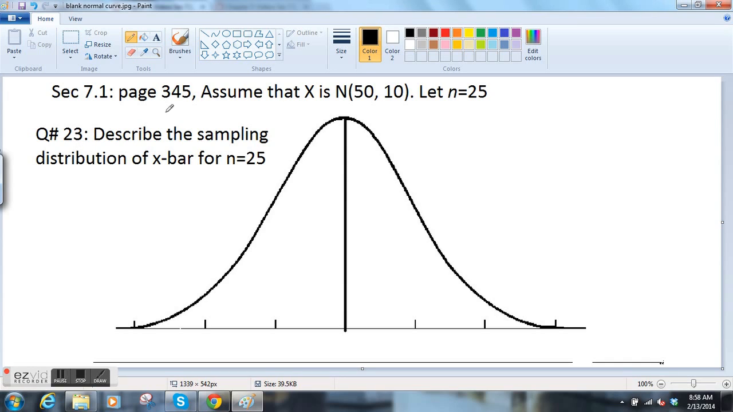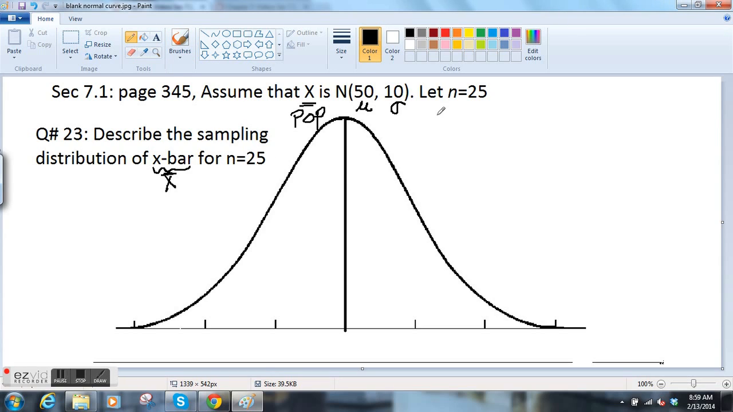The question says, assume that x, the population random variable, is normally distributed with a mean of 50 and a standard deviation of 10. That's the mean, and that's the standard deviation. Let n equal 25. So that's given. Question 23 reads, describe the sampling distribution of x bar for n equals 25.